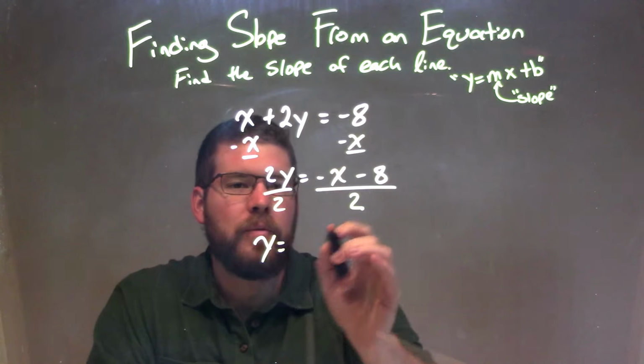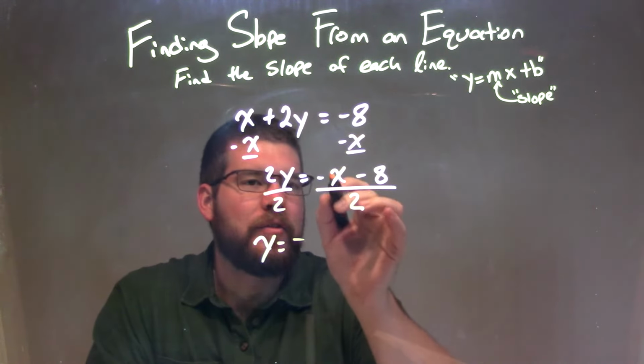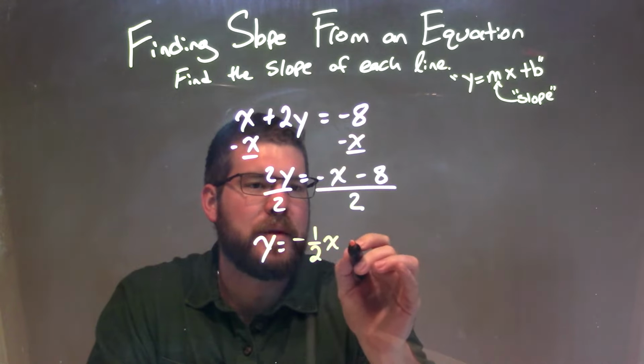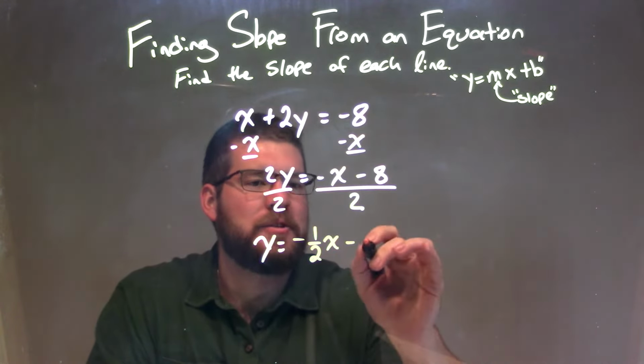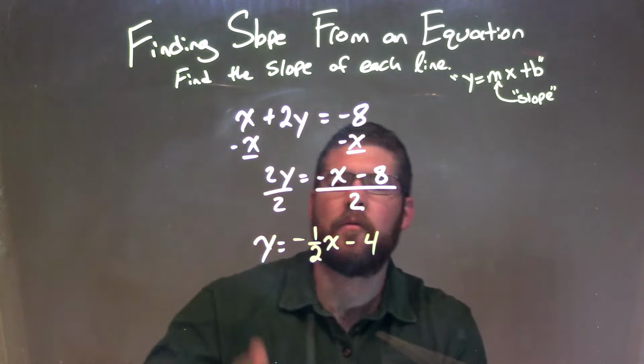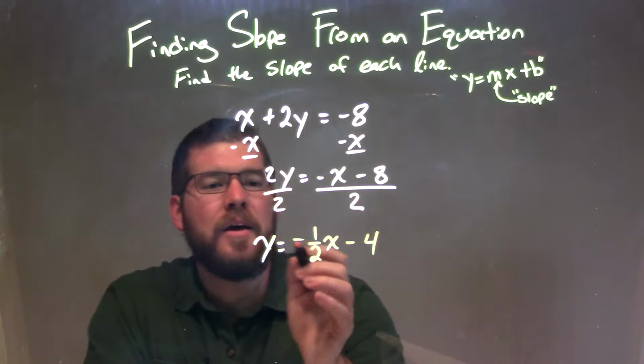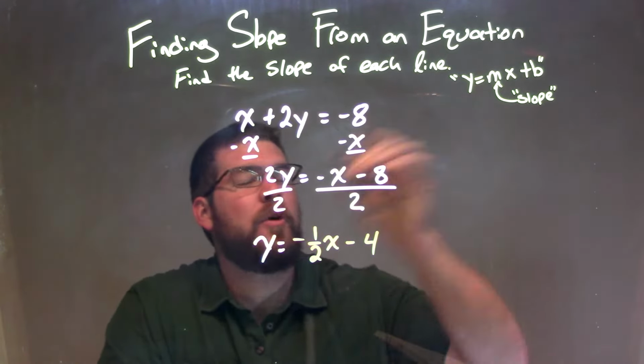So we have a negative, well, there's an imaginary 1 in front of x, so we have a negative 1/2 x right here, minus 8 divided by 2, which is 4. Okay, so we have y equals a negative 1/2 x minus 4 right there. Okay, so now we have our slope-intercept form.